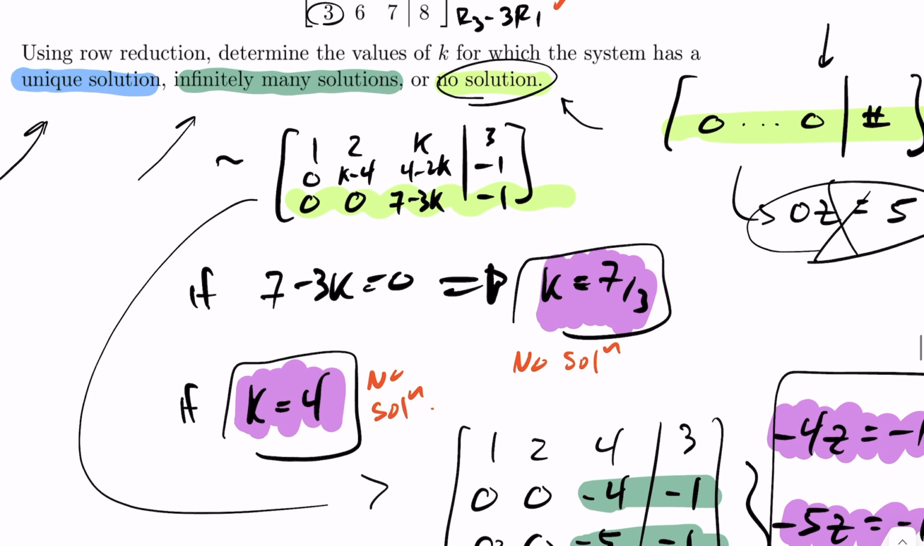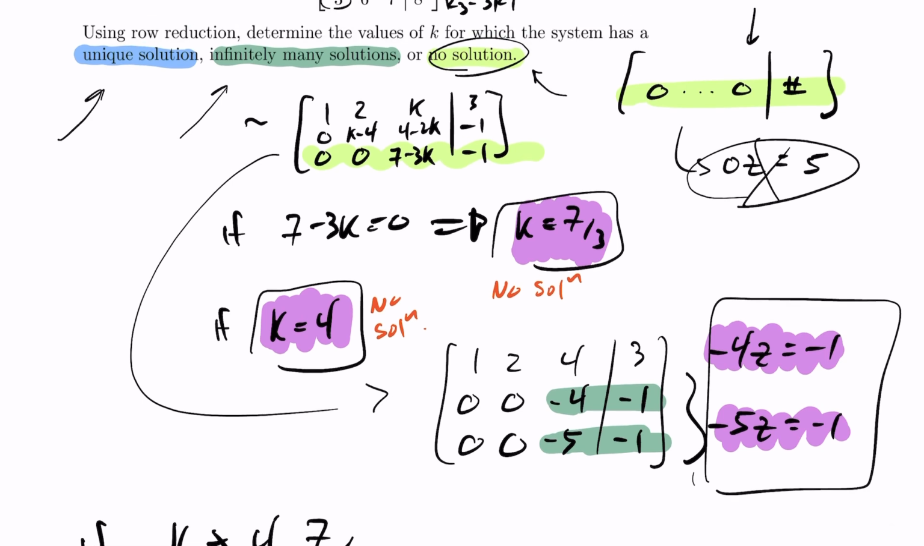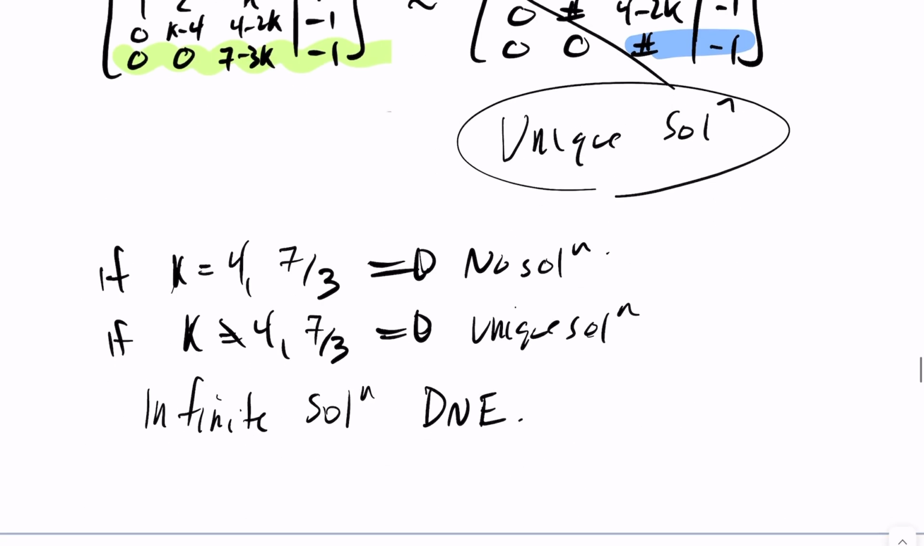Again, to have infinite solution, you'd have to have a 0 row all the way across, and we can't do that, right? To make this 0, we'd have to let k be 7/3 as discussed, but this will never be 0. So in this example here, you can see that we cannot get one row written as a multiple of the other, so you'll never get a completely 0 row entry here, so you'll never have infinite solution. Right, so we have no solution when k is 4 or 7/3, unique solution when k is not equal to these values, and lastly, infinite solution does not exist in this example.